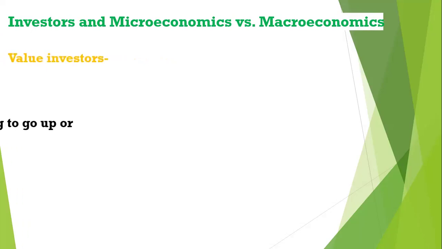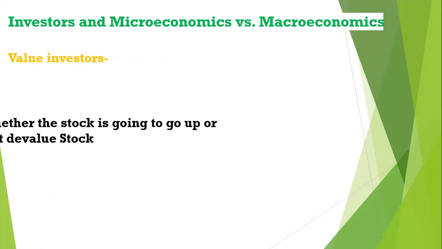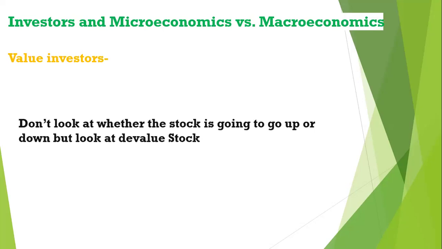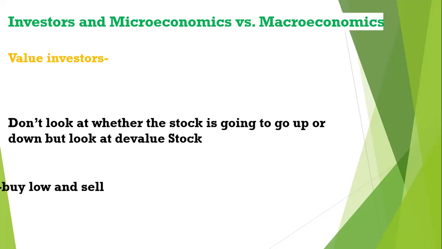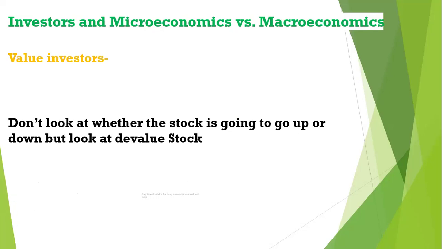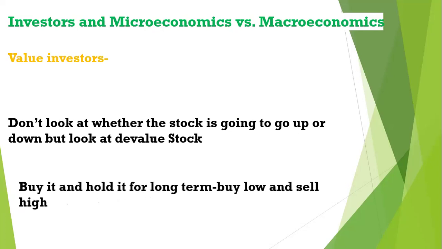Value investors. How does this really apply now is that the value investors don't look at whether the stock is going to go up or down, but look at the value stocks. So these people will buy it and hold it for the long term. So they buy low and sell high. Once the stock is devalued, they buy it, hold it, and sell it when it has really increased in value.